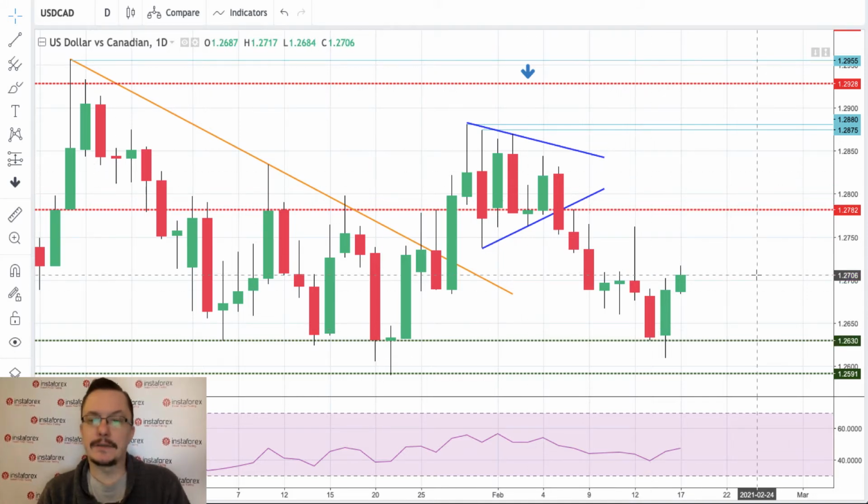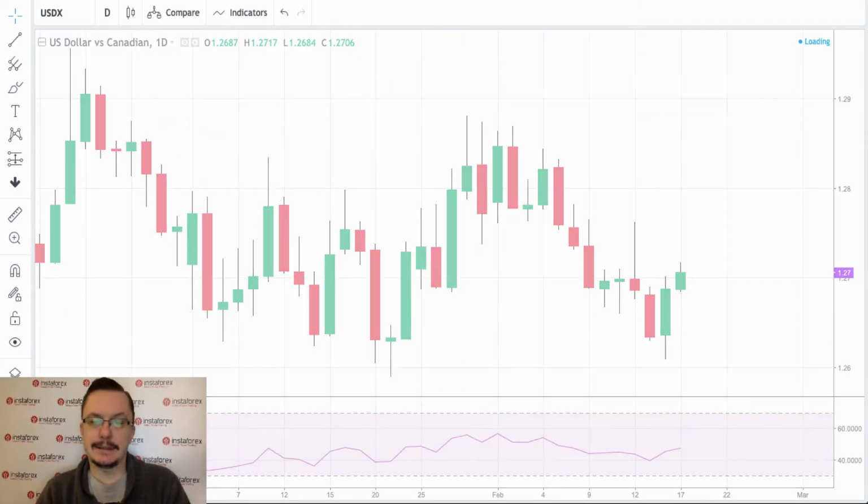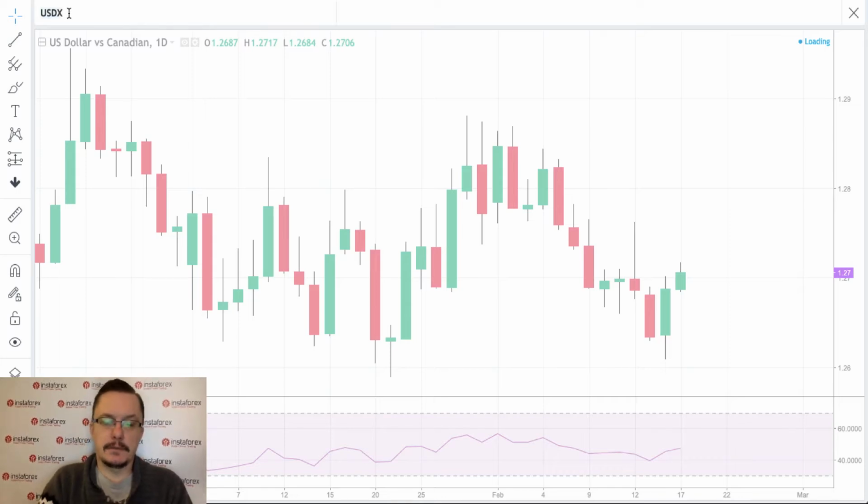So we are waiting for the decisive breakout in the Canadian dollar, up or down. The key levels are 1.2955 and 1.2591. Right now we are closer to 1.2591. So that's the Canadian dollar. Let's take a look at the US dollar index because of the data from US.